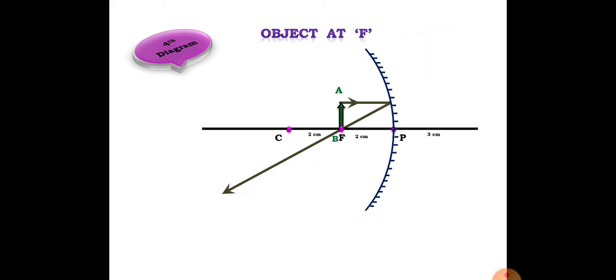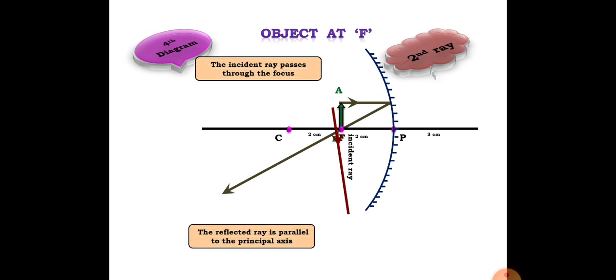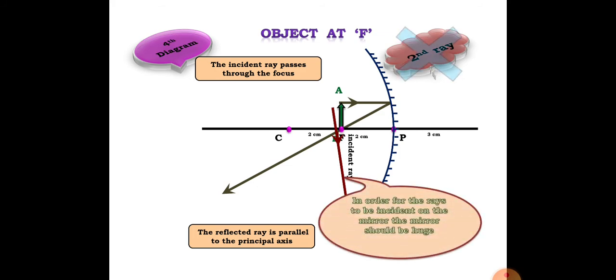Object से focus से pass होना चाहिए. देखिए, second rule is not possible here. Why is second rule not possible? Because object खुद ही F पे रखा हुआ है, तो ray of light F से pass नहीं होगा. Okay, so second rule is not possible here. So we will go to the third rule now.